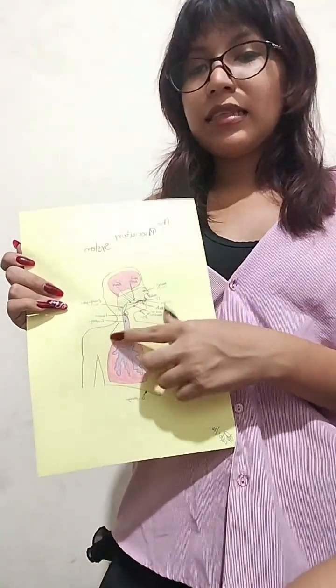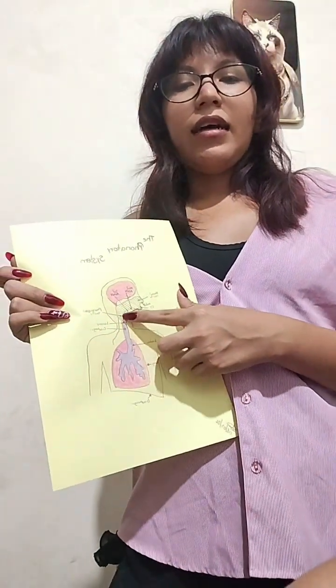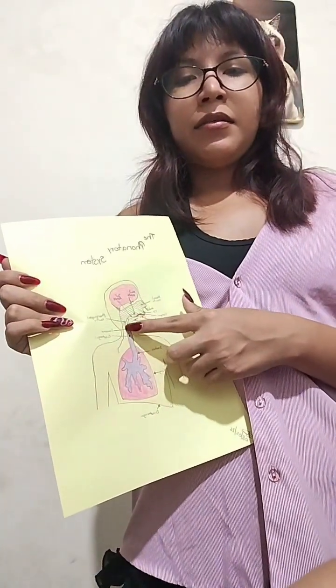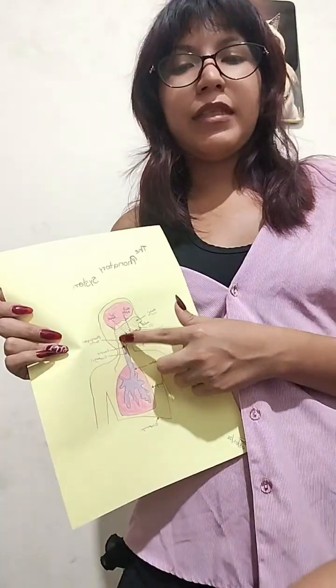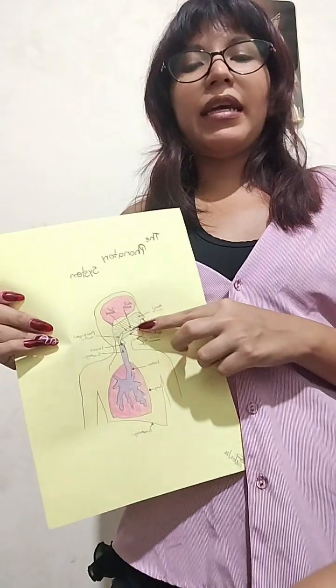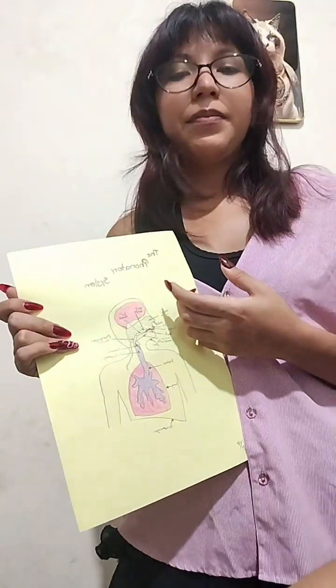Above the larynx, we can see the pharyngeal cavity. This area acts as a resonating chamber, meaning it helps amplify and shape the sound produced by the vocal folds. Resonance is very important because it gives each person a unique voice quality.